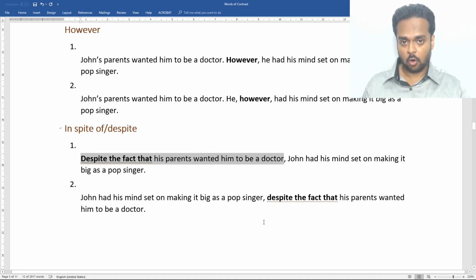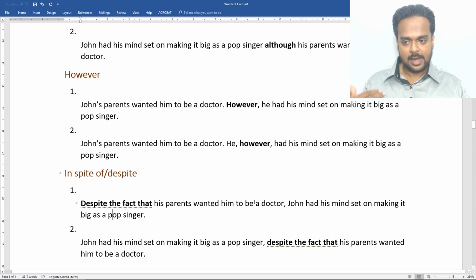You will see this form a lot, especially in writing, with despite the fact that. You can also say in spite of the fact that, and that would mean the same thing. And just like with although, you can reverse the order of the clauses, and that is also correct.